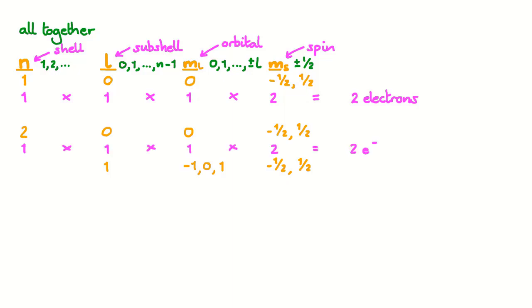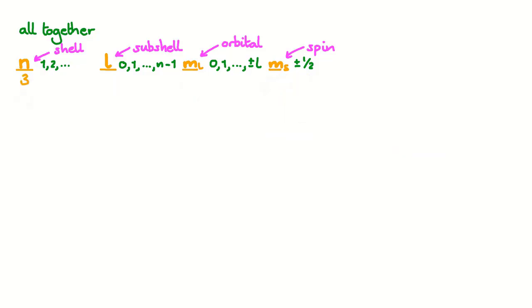So the s-type subshell in the second electron shell contains a maximum of 2 electrons, and the p-type subshell contains a maximum of 6 electrons. Altogether, the second electron shell can contain a maximum of 8 electrons. Let's do one more, the third electron shell. For n equals 3, we can have L equal to 0, 1, or 2.